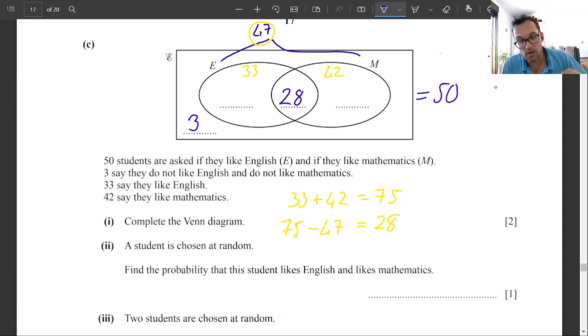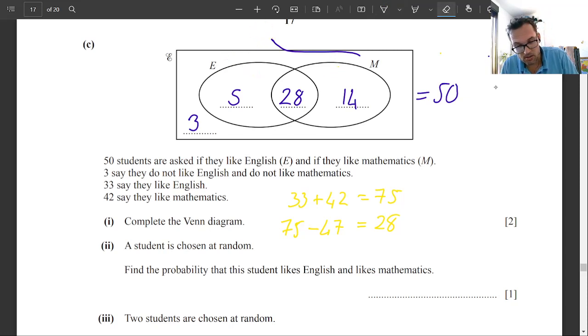All right, so now that we know there's already 28 in the English circle and it should be 33, there is only 5 that only like English. And since we know there should be 42 in the maths oval, but there's already 28, that means we are 14 short there. Okay, so 28 plus 14 is 42, 5 plus 28 is 33, 5 plus 28 plus 14 is 47, 5 plus 28 plus 14 plus 3 equals 50. Now we know it's correct.